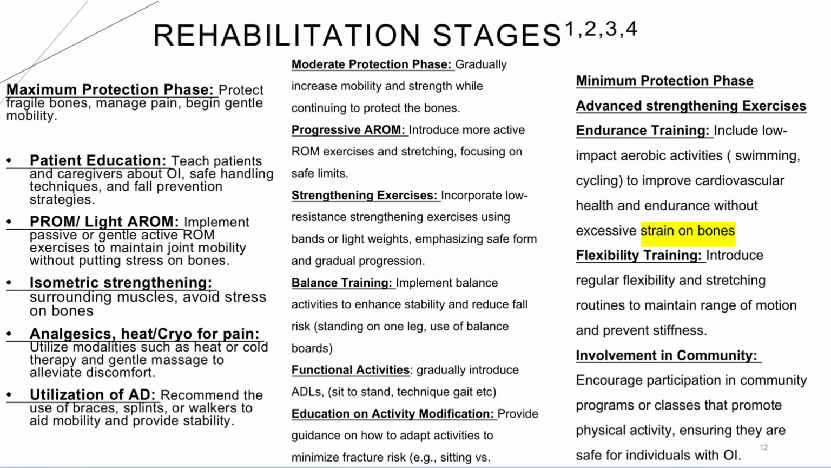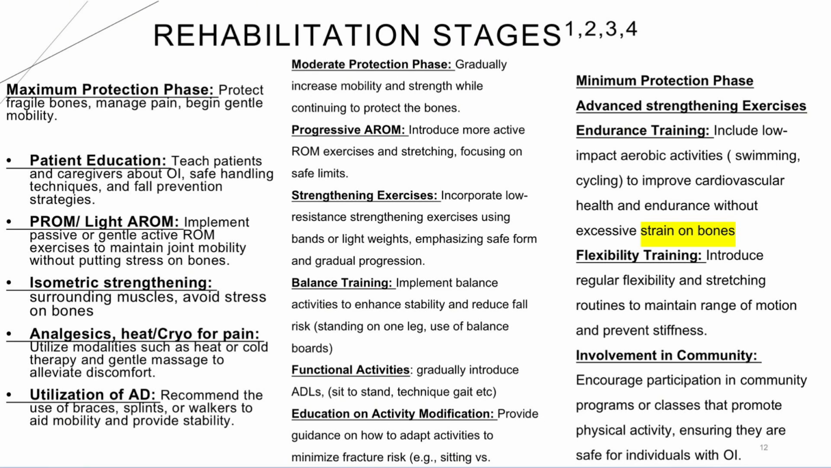This is gradually increasing the mobility and strength while continuing to protect the bones. So you've got progressive active range. You introduce more active range exercises and stretching, still focusing on safety. Next you've got strengthening exercises: low resistance strengthening exercises using bands, light weights, stuff like that, just emphasizing safe form and gradual progression.